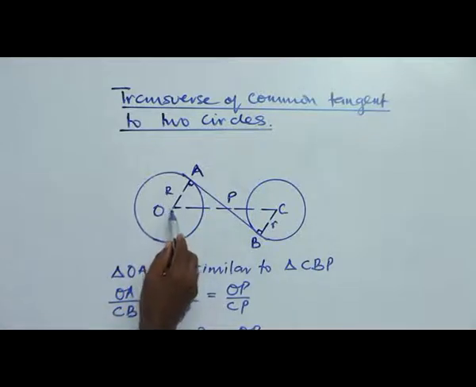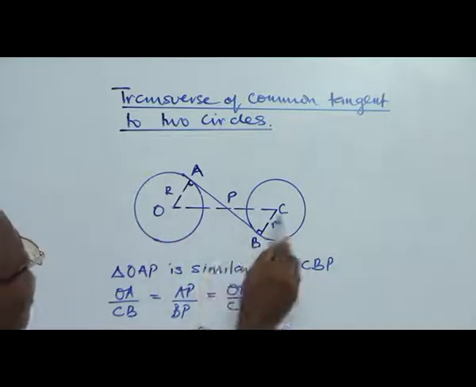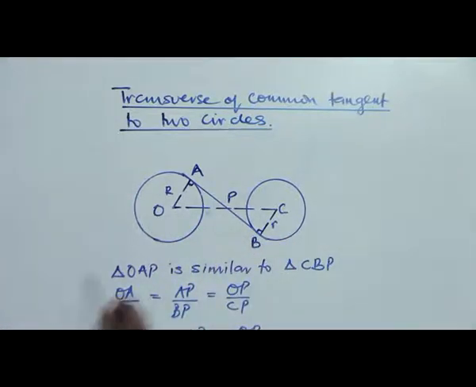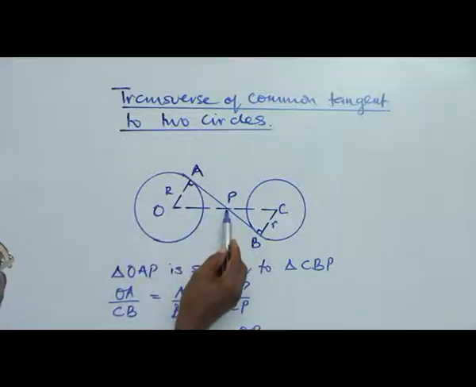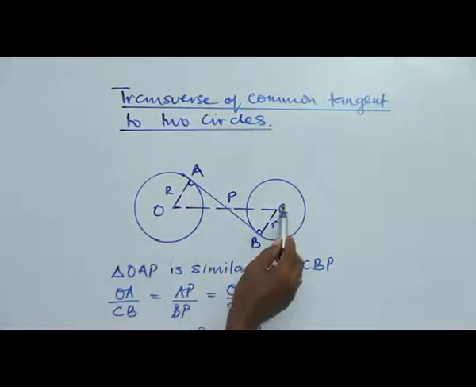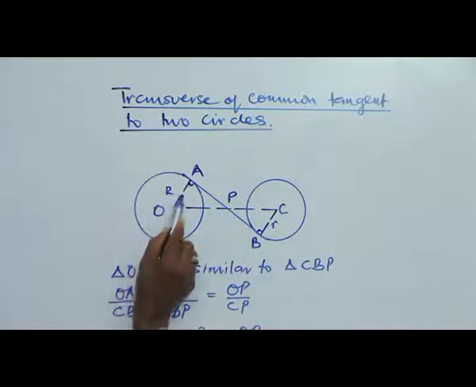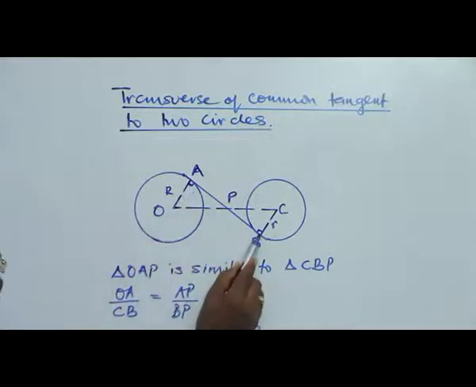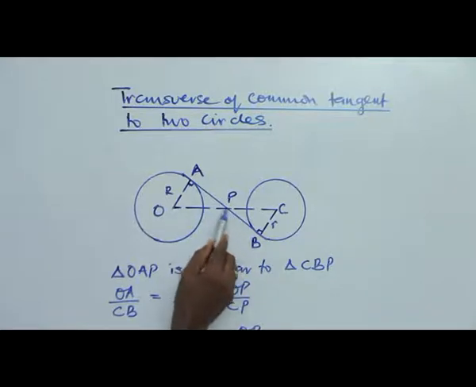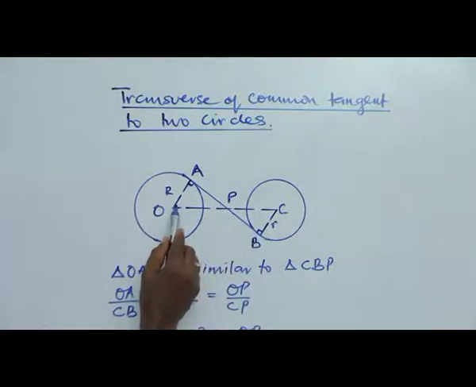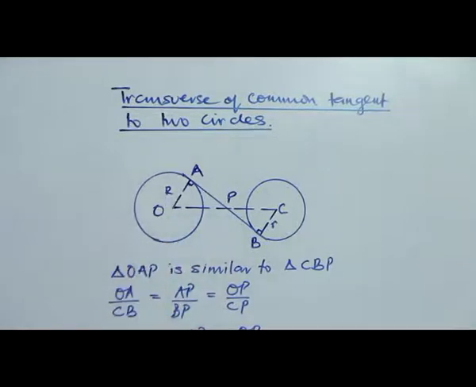Now, from the center O to the center C, there's a connection, a straight line connecting them. This now means triangle OAP is similar to triangle CBP. This angle is 90, this angle is 90. Angle P is common, and therefore angle C and angle O are equal. The radius of this circle, center O, is capital R. And the radius of this circle, center C, is small letter r.